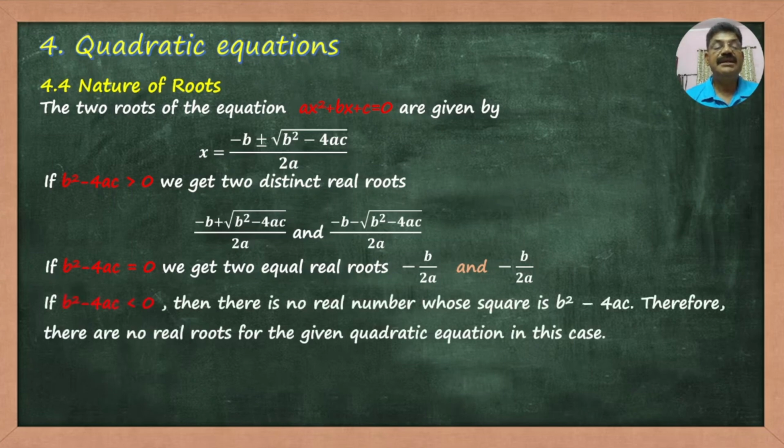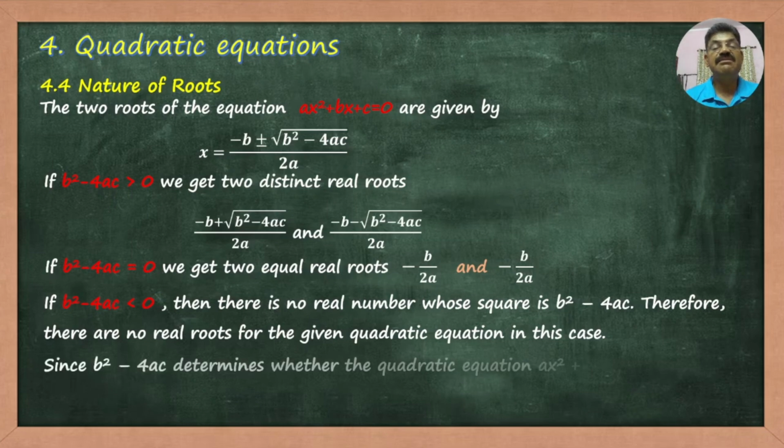Next possibility, if b square minus 4ac is less than 0, if a negative number is present in the radical sign, we cannot find the square root of it. Then there is no real number whose square is b square minus 4ac. Therefore, there are no real roots for the given quadratic equation. So all these three possibilities you have to remember.